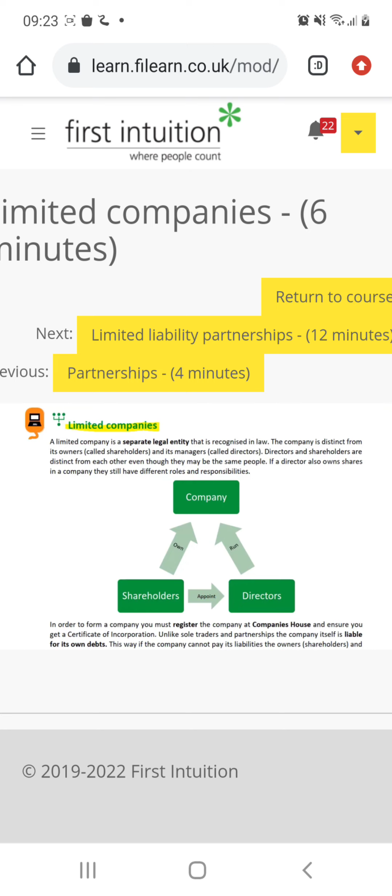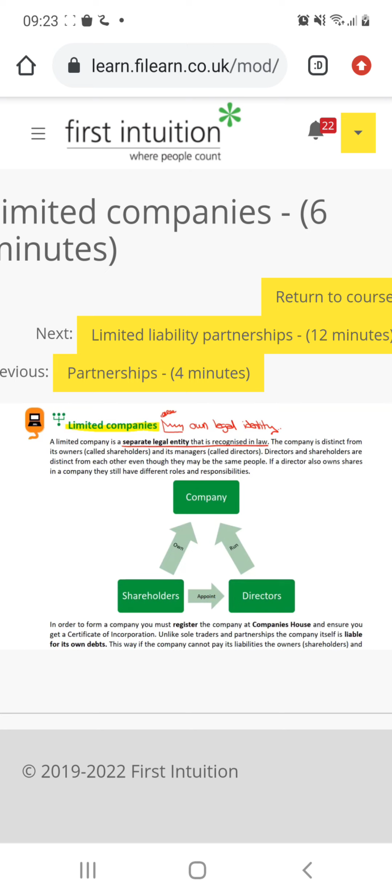A limited company is a separate legal entity that is recognised in law. So it's very different to what we've seen with sole traders and partnerships. Here's our limited company. They have their own legal identity. And this means that a limited company can own assets in its own right. It can sue and be sued in its own right.